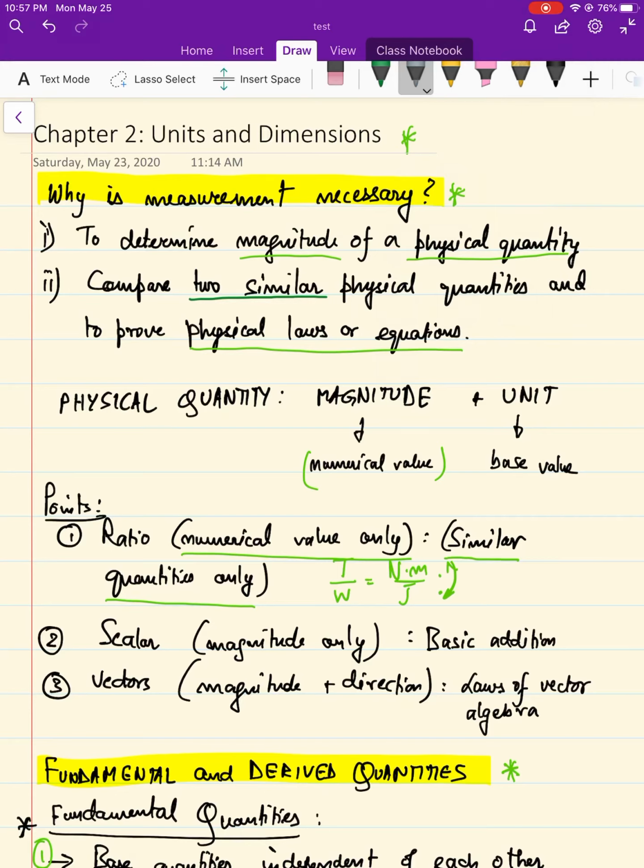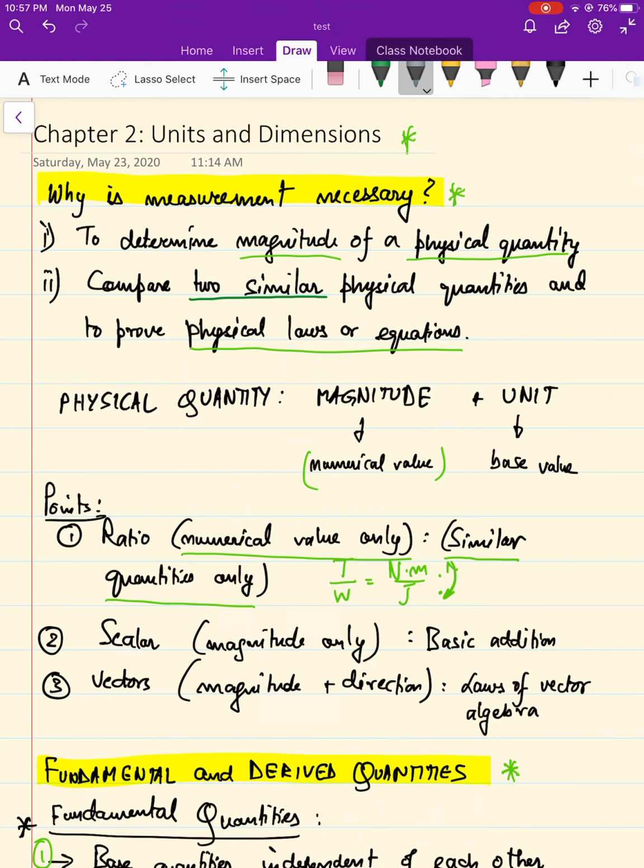So hello everyone, this is the third lecture in the series of lectures of fundamentals of physics, and today we will start with a new chapter, and that is called units and dimensions. It's a very fundamental chapter in your course, and we will discuss it today.